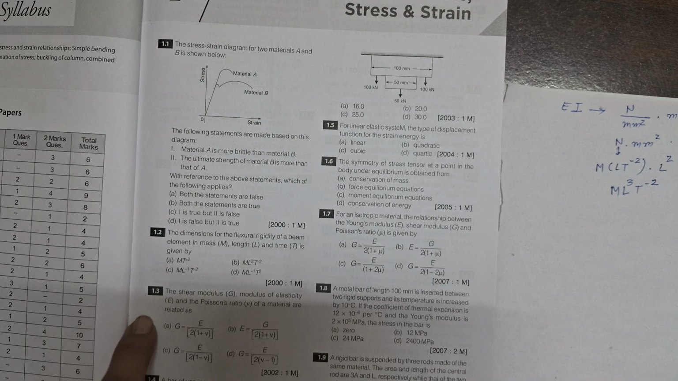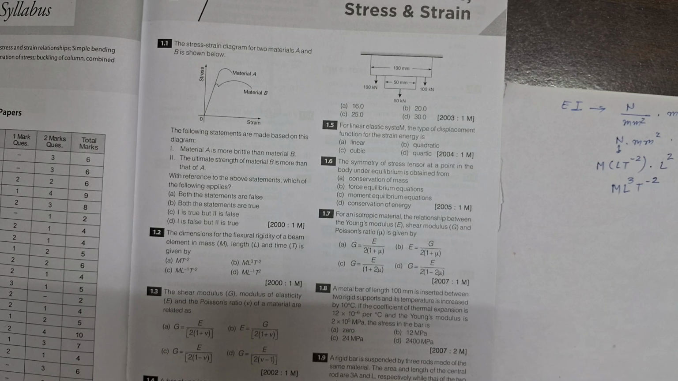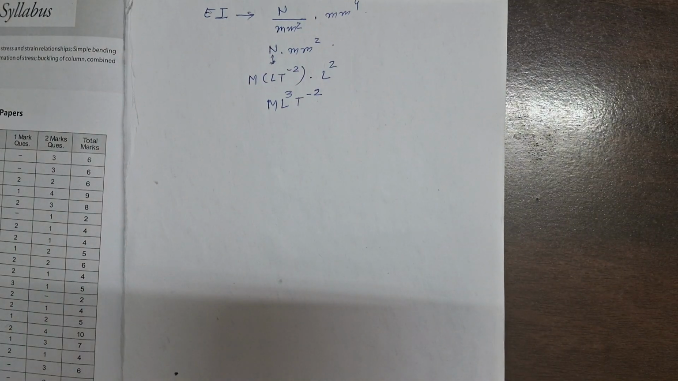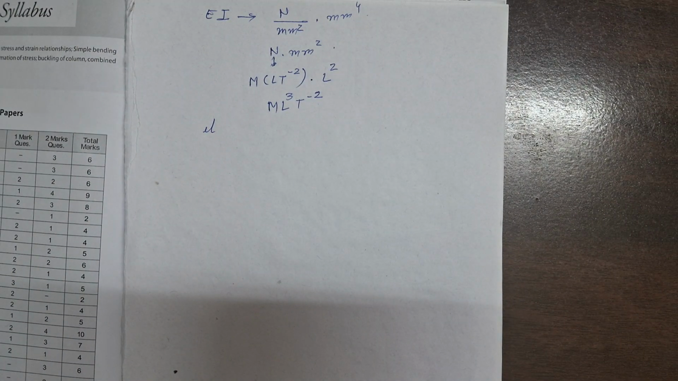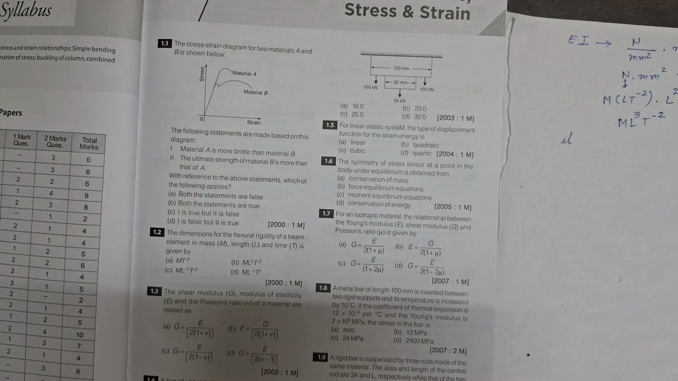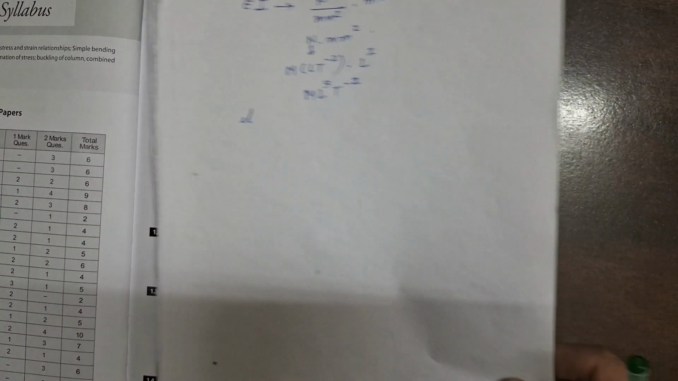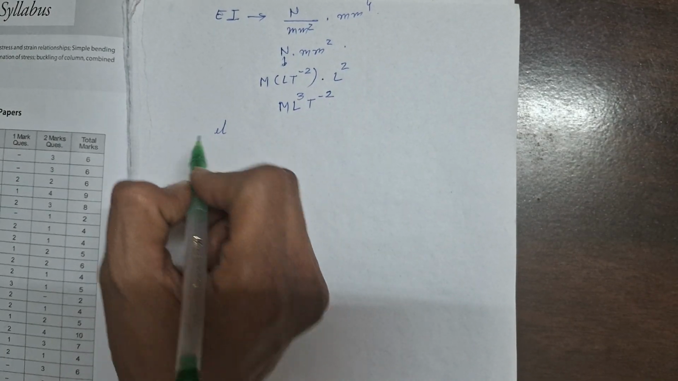Another question: the shear modulus G, modulus of elasticity E, and Poisson's ratio mu of a material are related. Sometimes they give Poisson's ratio as mu, so no problem. Many times they ask direct questions based on formulas. This was asked in 2002, but nowadays such types of questions are not asked. They will give some values, and we have to find the other parameters, right? So basically you have to remember the formulas. So I will write down some of the formulas which are very important.